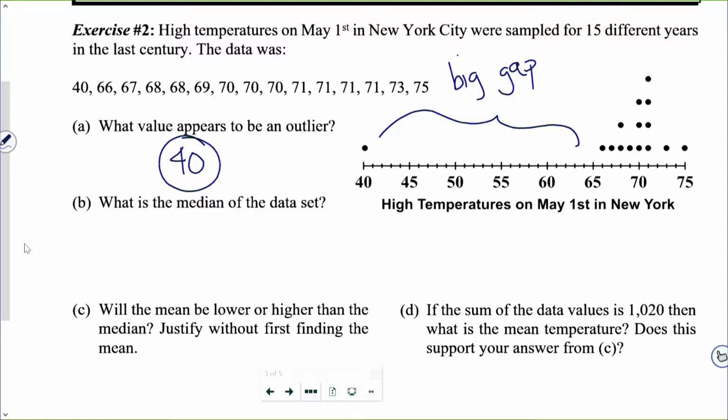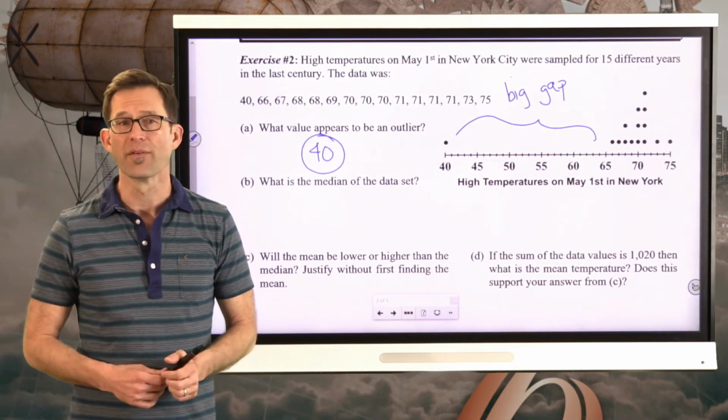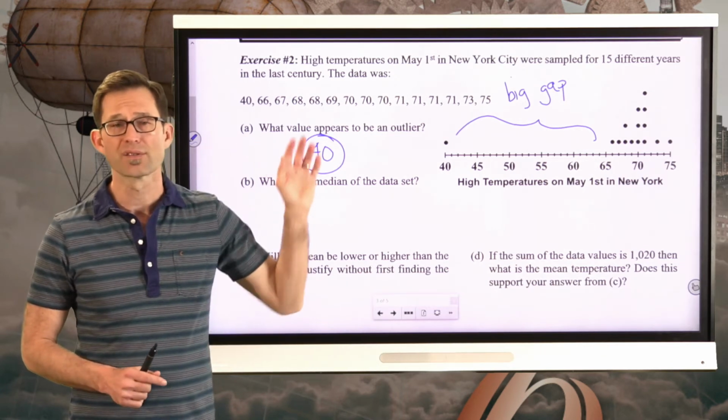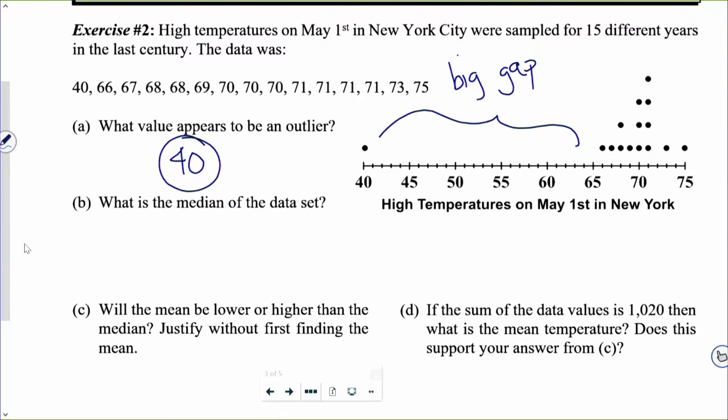Now, letter B. What is the median of the data set? All right, go for it. We know that outliers don't have much of an effect on a median, so we're not going to exclude the outlier. Why don't you go ahead and figure out what the median is?